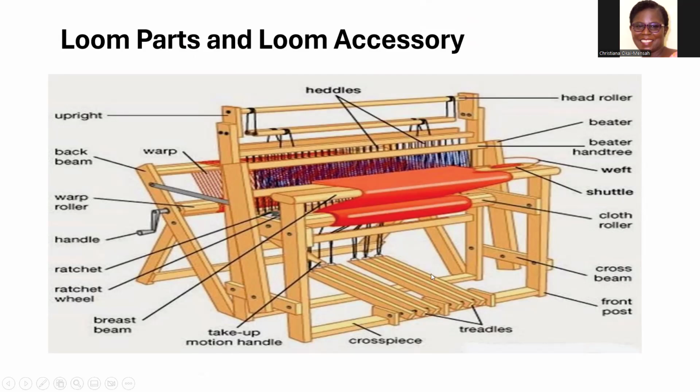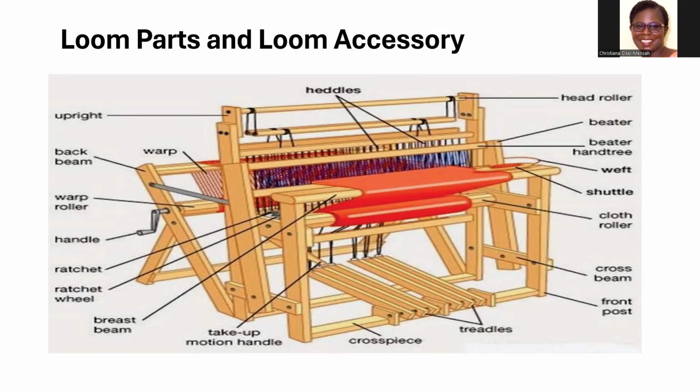The treadles here are the body parts. We have the back beam and then the front beam. They are all body parts. We have the header and the shafts. They are body parts. We have the ratchet pawls and so many of them. We have the head roller. We have the cloth roller. We have the cross beam, the front post, this one. They are all part of the loom.